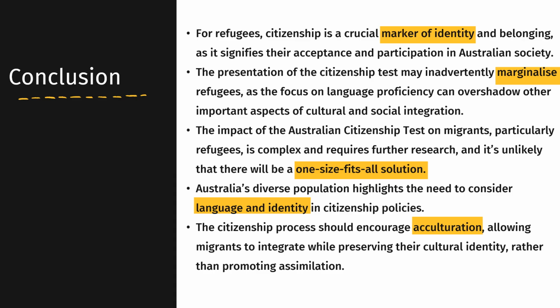In conclusion, citizenship is a vital marker of cultural identity for refugees, signifying their acceptance and participation in Australian society. However, the structure of the Australian Citizenship Test may inadvertently marginalise refugees by prioritising language proficiency over other aspects of cultural and social integration. With over 32% of the population born overseas and more than 300 languages spoken, Australia's diversity underscores the need for citizenship policies that balance language requirements with broader considerations of identity and belonging.